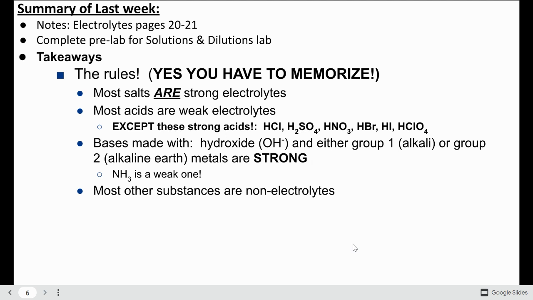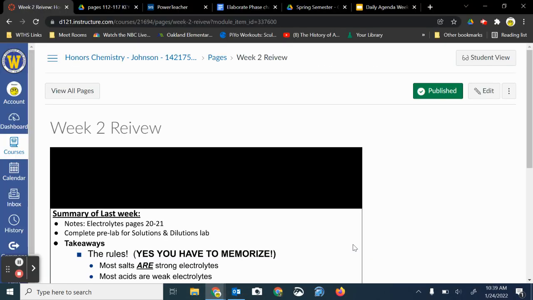So most salts are strong electrolytes. Most acids are weak electrolytes, with the exception of the 6 strong acids, which you would need to memorize. Bases made with hydroxides of either group 1 or group 2 metals are strong. Ammonia, NH3, is a weak one, and most substances are non-electrolytes. So again, this is on page 22 for you to use.